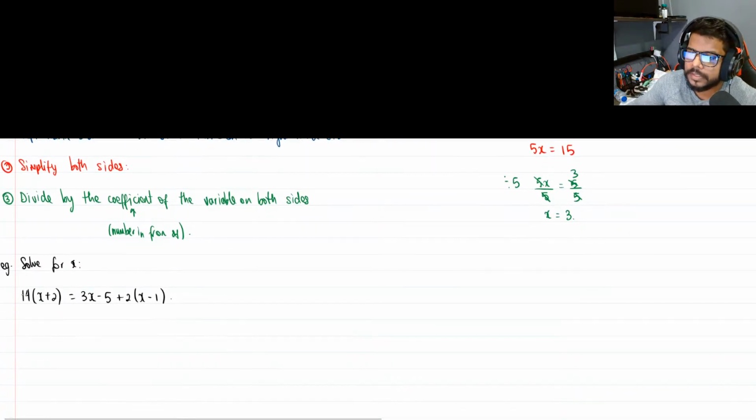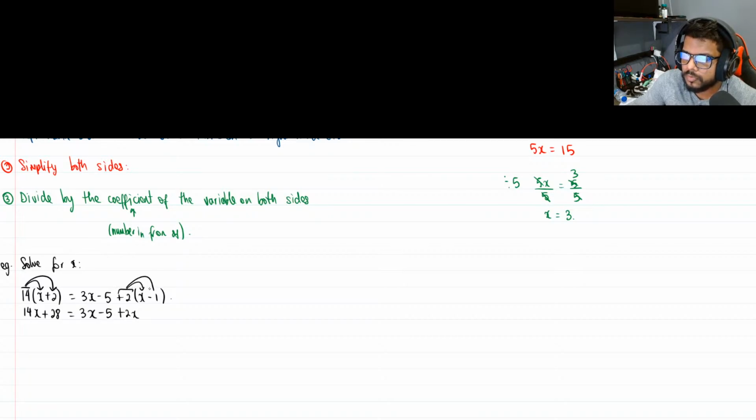If I expand the brackets here, whatever is outside is being multiplied by everything inside. So the 14 is being multiplied by the x, then I'm multiplying 14 by the 2. So I put in the symbols here. 14 is multiplied by x, and then I'm multiplying it by 2. So I'll get 14x plus 28 is equal to, the 3x remains by itself, 5 remains by itself. I have now positive 2 by x, that's positive 2x, and positive 2 by minus 1 is minus 2.